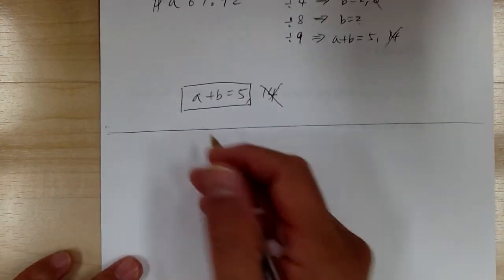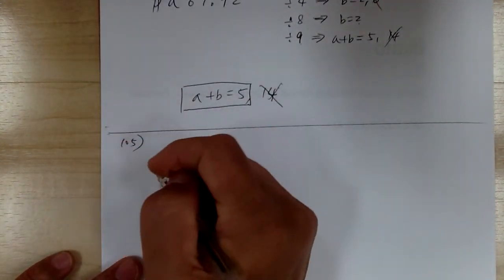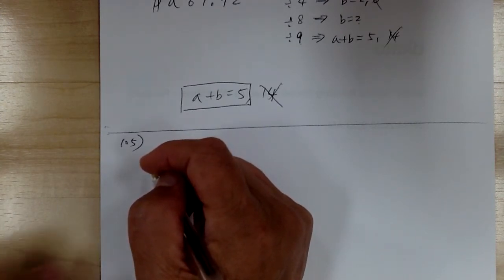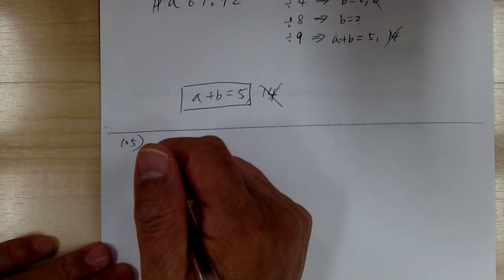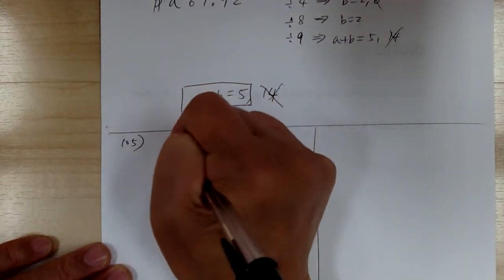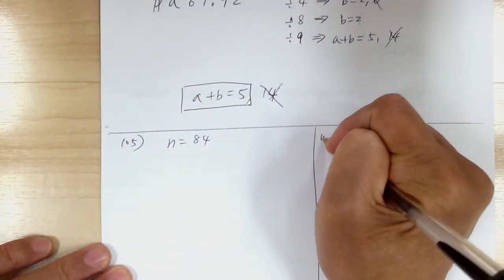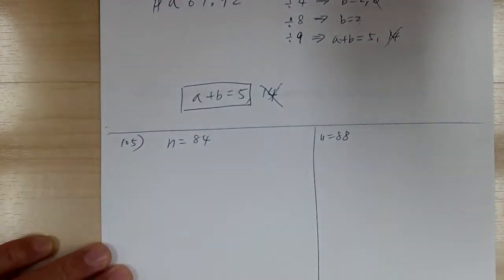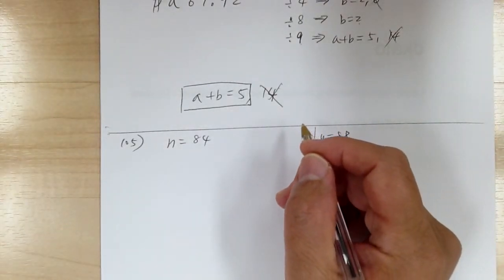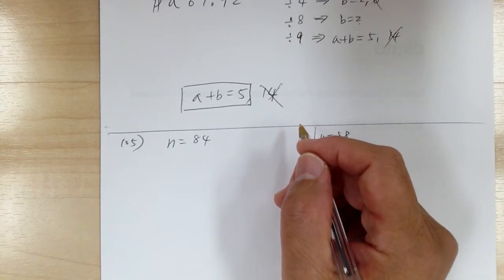Okay, let's go to 105. It says for each of n equal to 84 and 88. So these are two separate problems. This is for n equal to 84, and this is for n equal to 88. Find the smallest integer multiple of n whose base 10 representation consists entirely of 6s and 7s. So all 6s and 7s.